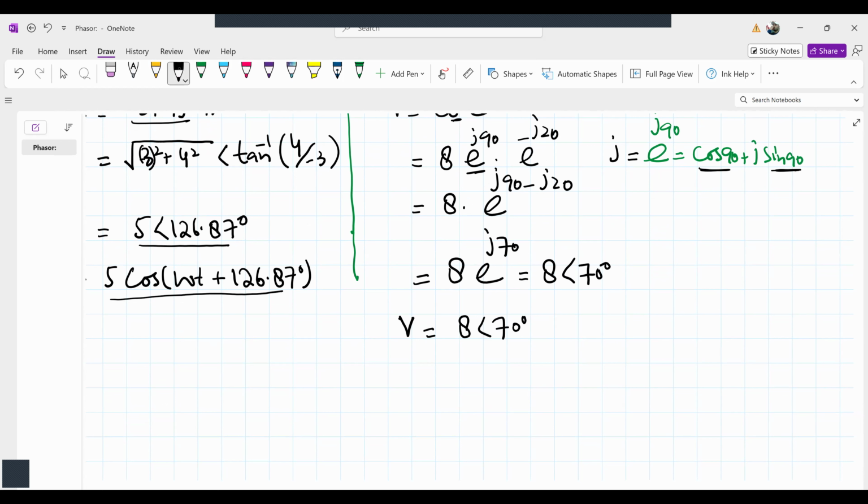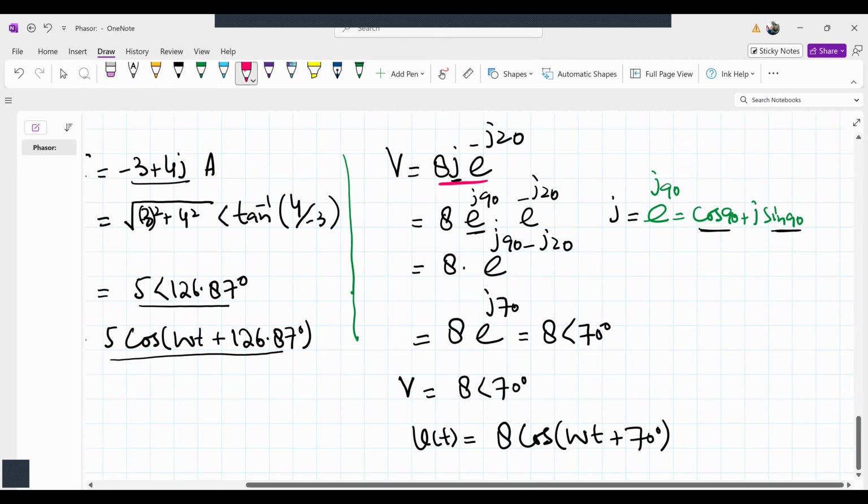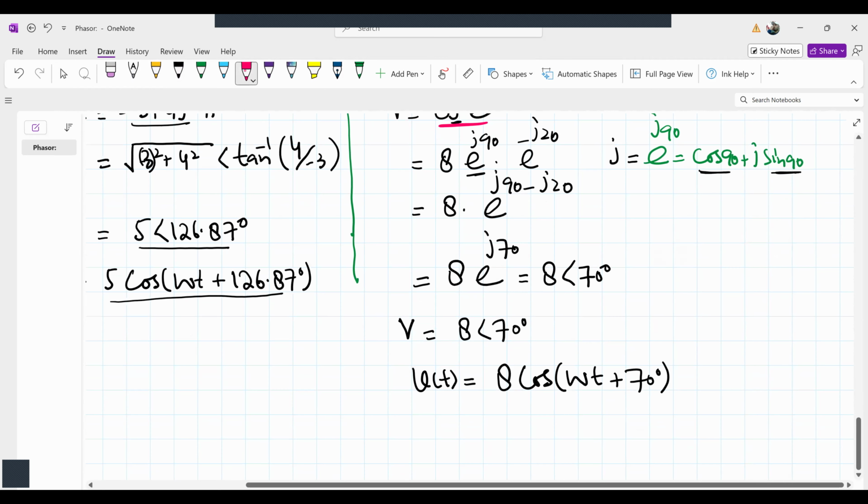Since frequency is unknown, we'll write V of t is equal to amplitude 8, cosine of omega t, which is unknown, so we'll put it like this, plus 70 degree. Okay, this is the time domain representation of the given voltage phasor. We convert it into the polar form like this, and this is the equivalent time domain representation.